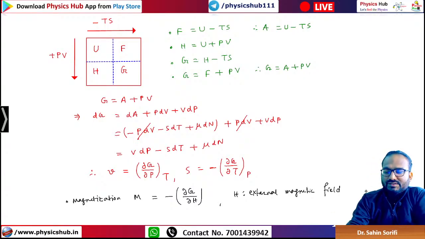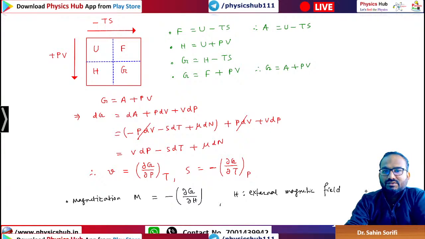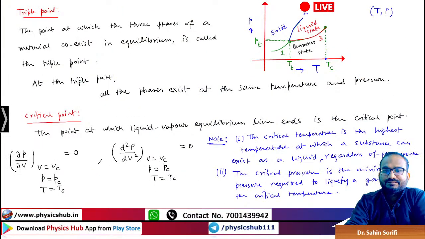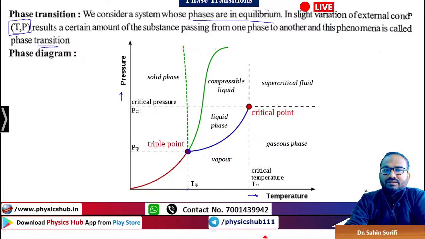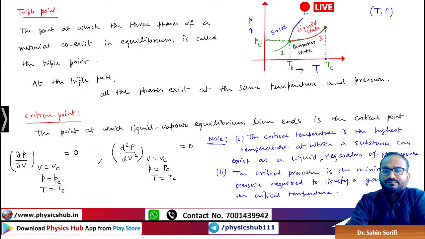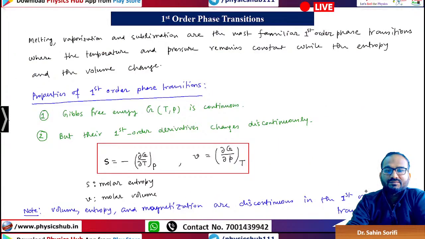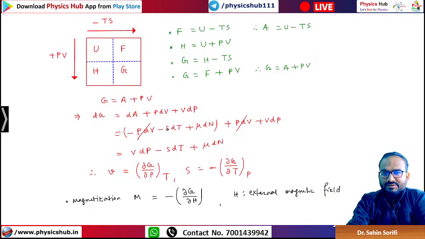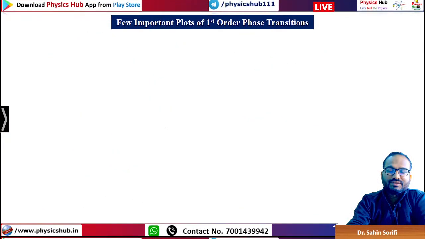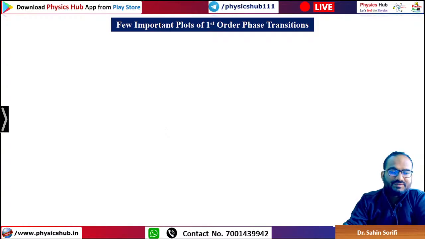So in the first para, in the properties of the phase transition, what I have told is, Gibbs free energy is continuous, but the first order derivatives like S and V are discontinuous. So let us try to draw a few important plots of first order phase transition.